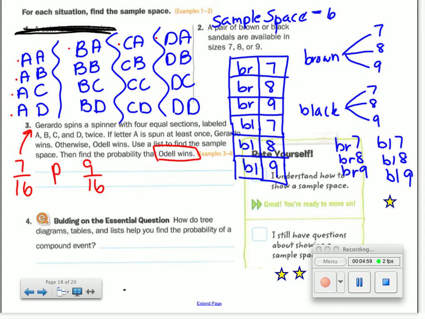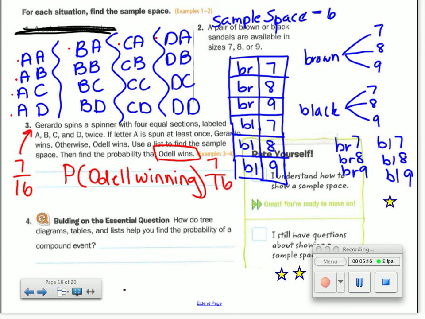So the probability of Odell winning is 9/16. Can I reduce 9/16? No. You can, but you'd end up with something weird. Yeah, no, we can't reduce this.